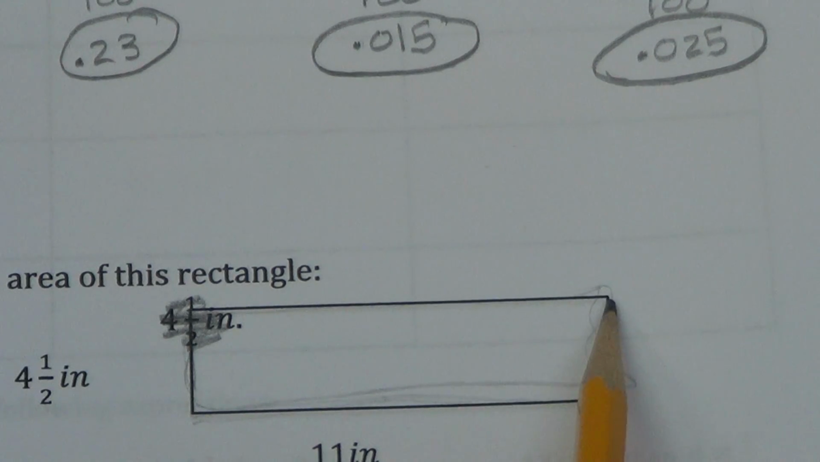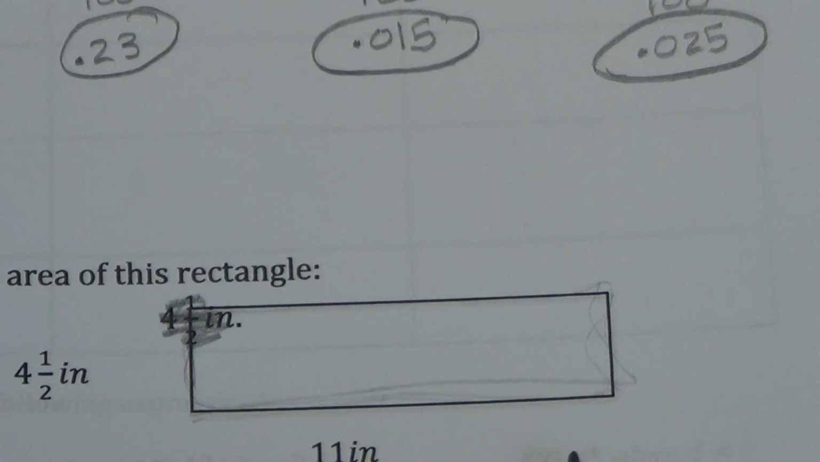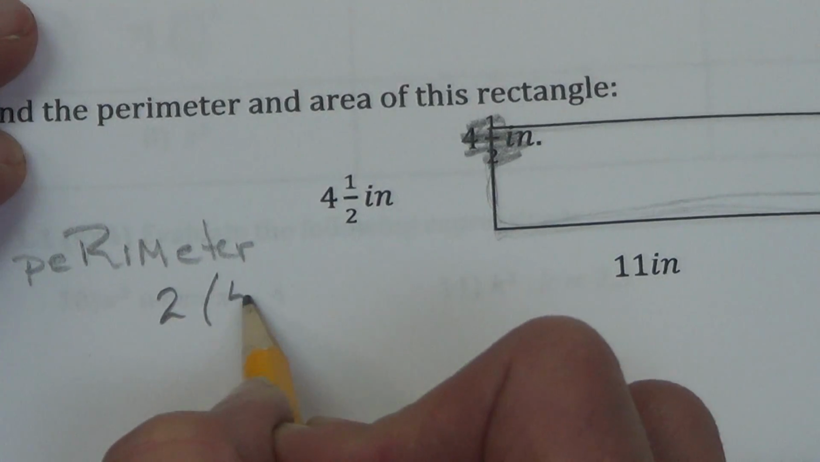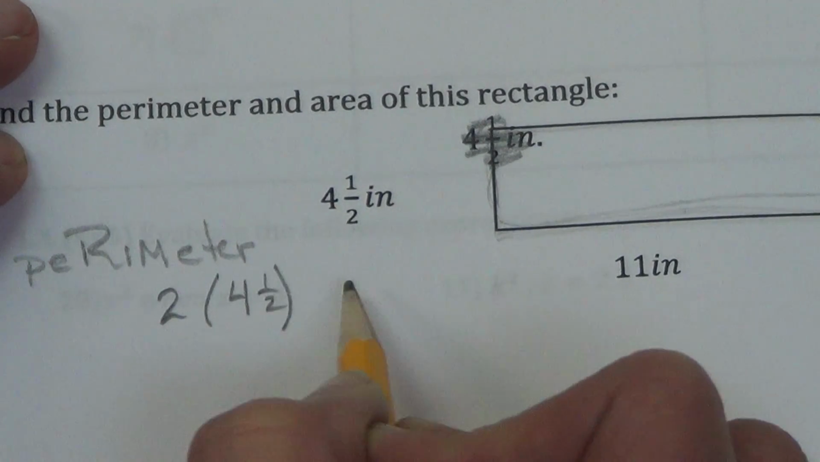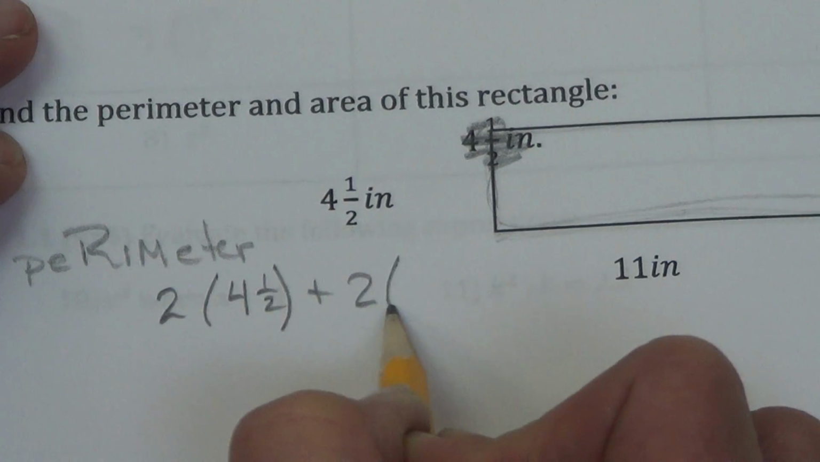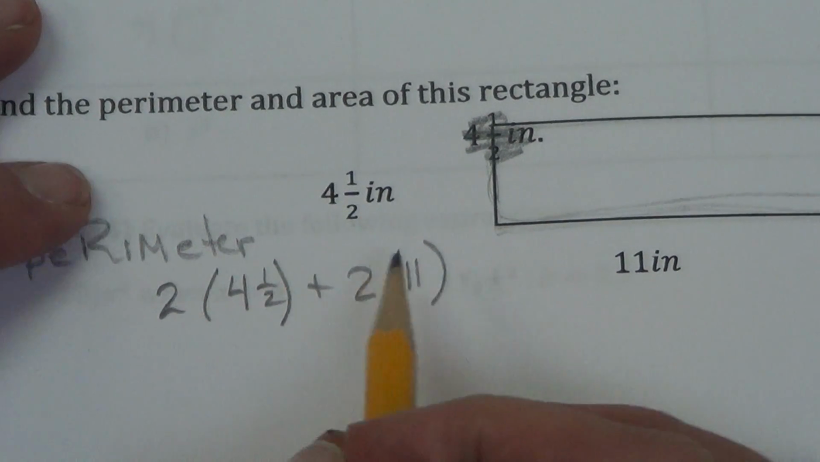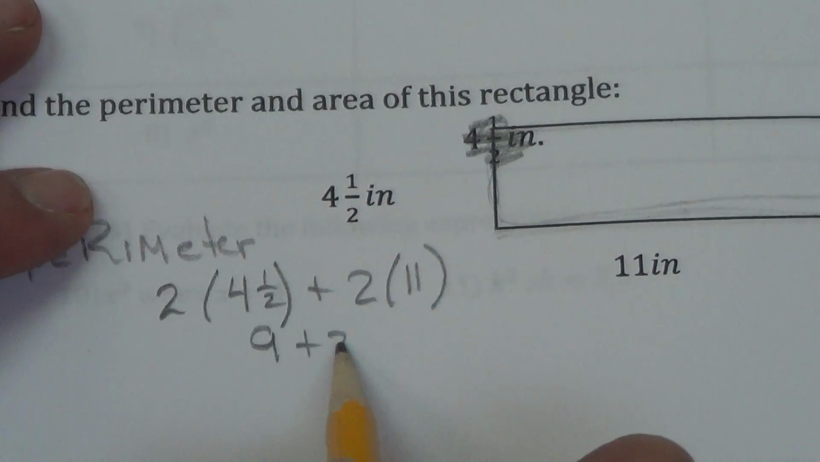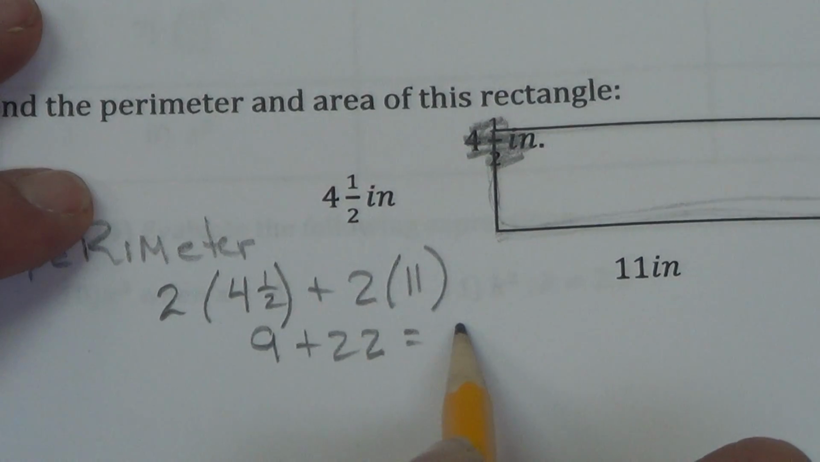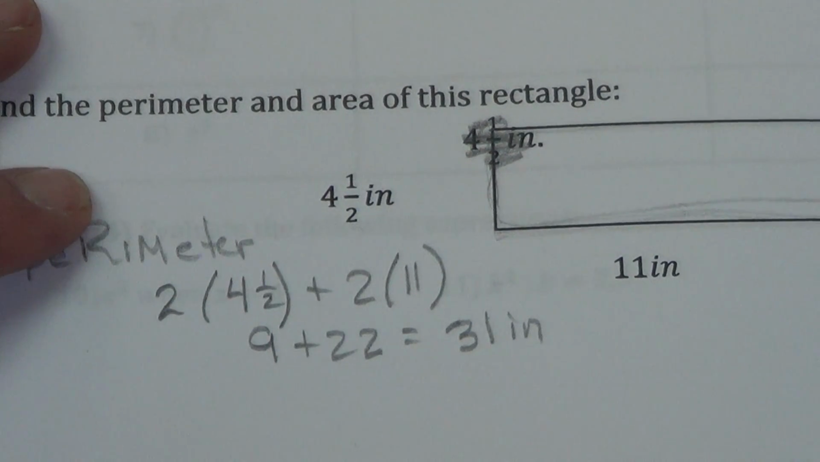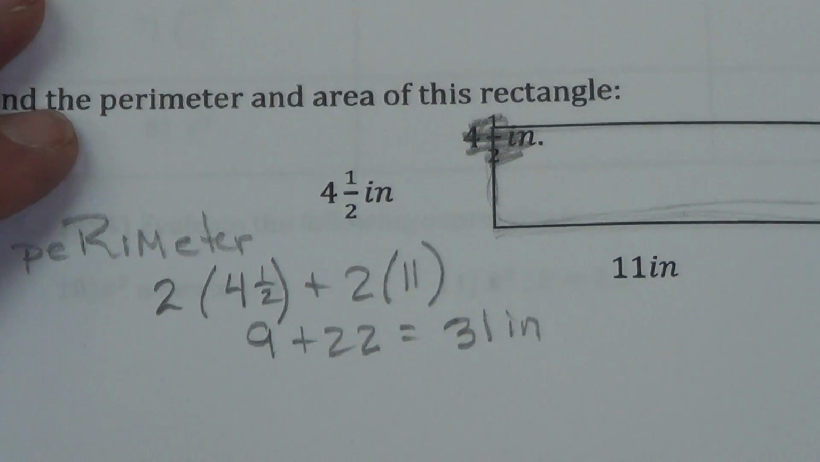4.5 plus 11 plus 4.5 plus 11. Or you can take 2 times 4.5 and 2 times 11. Or you could take 2 times 4.5 plus 11. I get 9 plus 22 equals 31 inches. It is a length that you're just measuring there.